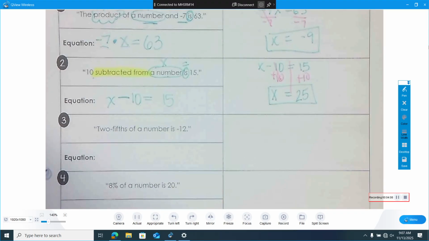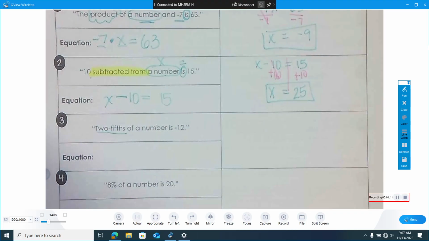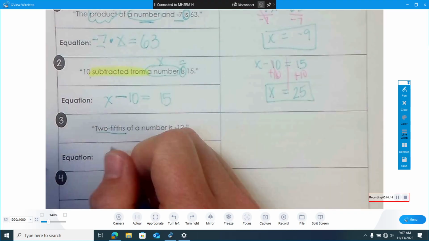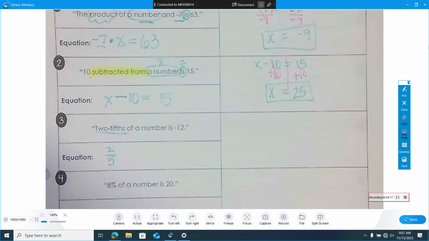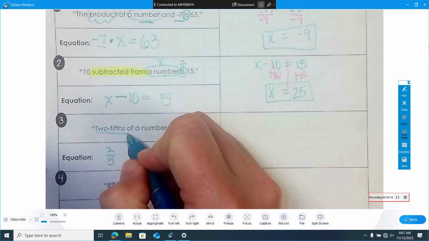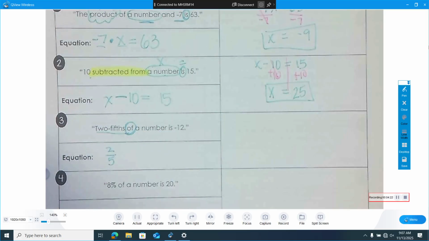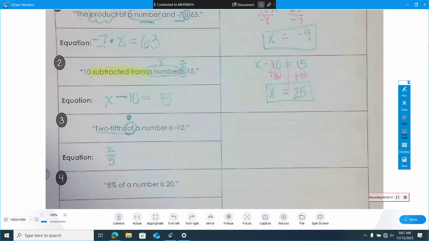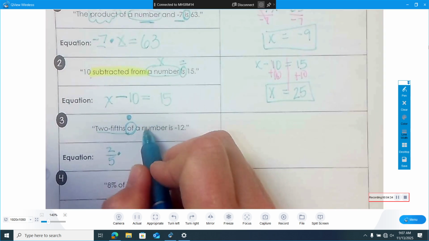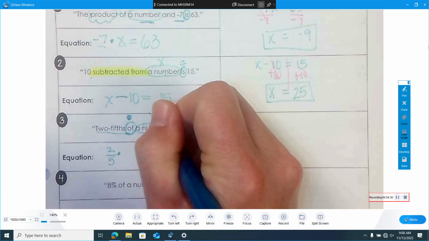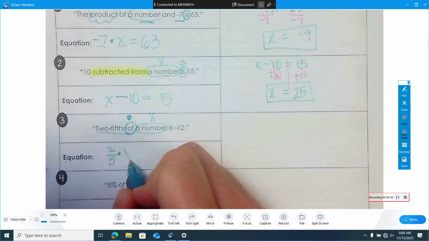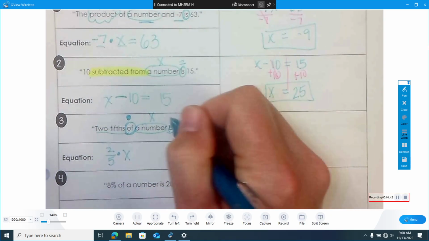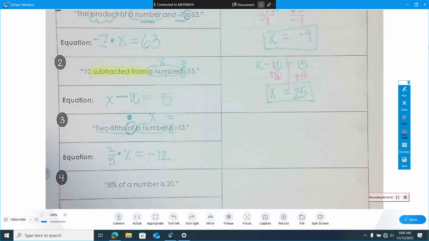All right. Number 3. 2/5. What is 2/5? A fraction, yeah. 2/5 would be 2/5. Of is a key word, actually. Does anyone know what of means? It's multiplication. That's right. 2/5 of a number. Anytime you see that word of, it means multiply. So 2/5 of, what's a number? X. Good. So we want 2/5 times x. What does is mean? Equals, so equals -12. 2/5 times x equals -12.